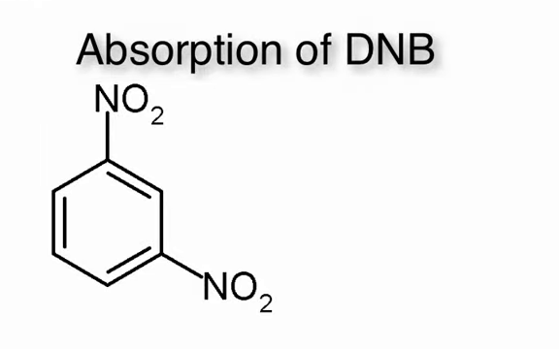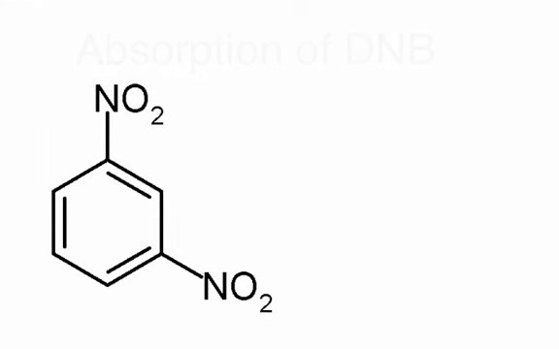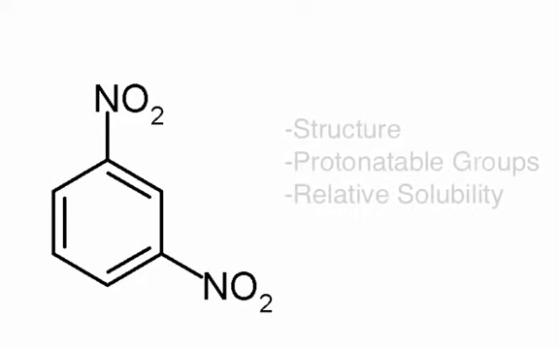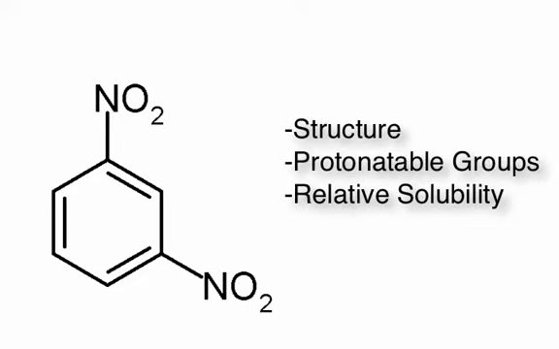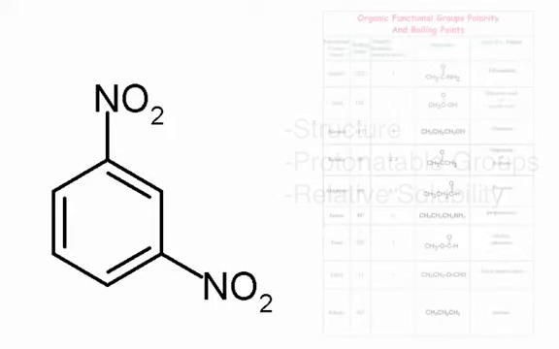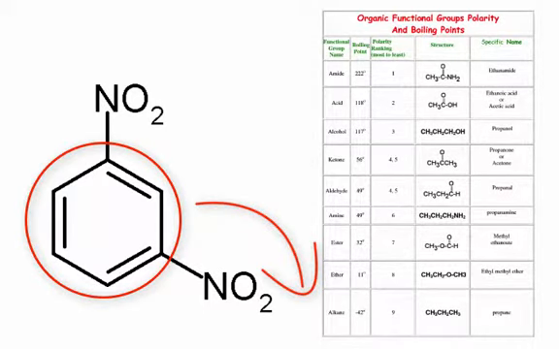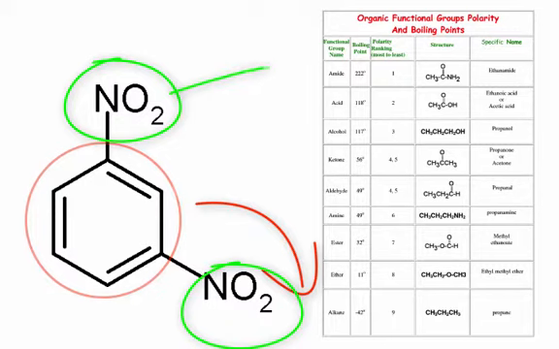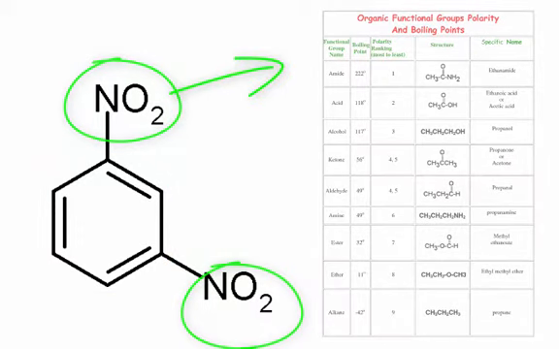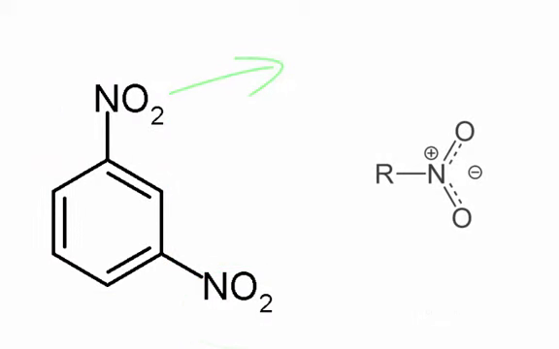Dinitrobenzene can be absorbed into the body by nearly every possible route, the most notable being dermal, respiratory, and oral exposure. By looking at the structure, protonatable groups, relative solubility, and some experiments in literature, the absorption of DNB will be analyzed. When examining the structure, the aromatic ring is extremely nonpolar and hydrophobic, whereas the nitro groups are extremely polar and hydrophilic. The nitro group even has ionic character, with a positive charge on the nitrogen and a negative charge spread between the two oxygen atoms.